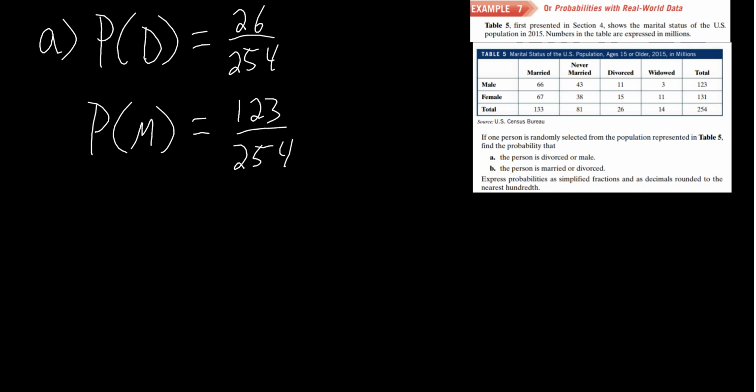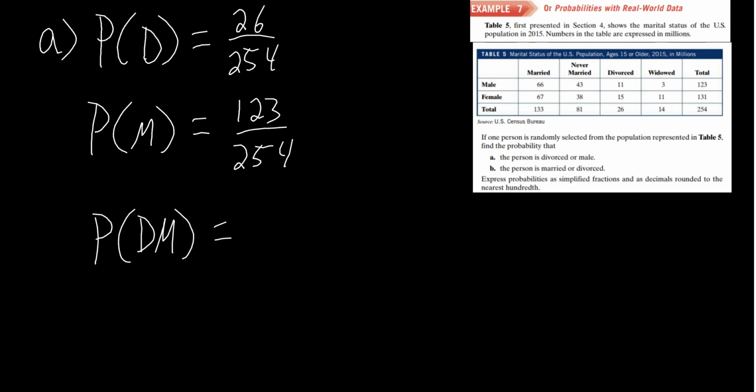So don't worry about reducing your fraction when you get these probabilities, because you're probably going to be using that denominator anyways, and so we'll reduce at the end. Anyway, so the probability that they're divorced and the probability that they're male, we have that. And we're going to have to subtract the probability that they are divorced and male.